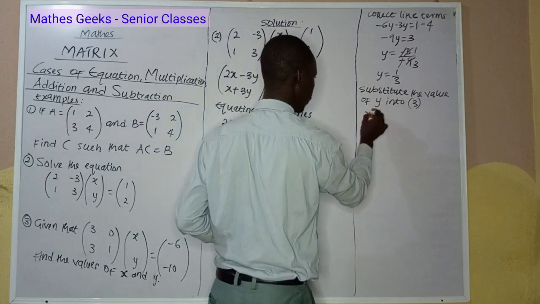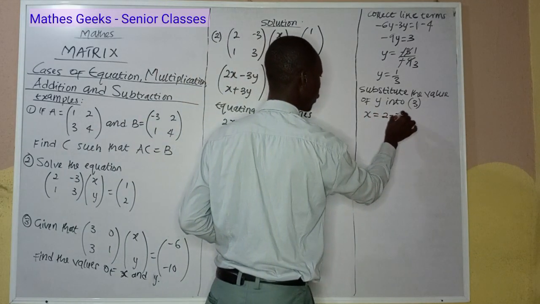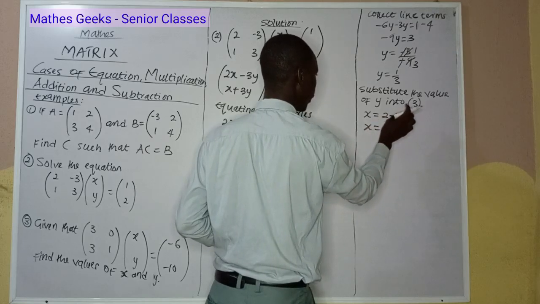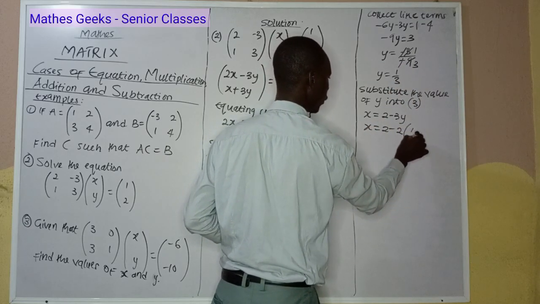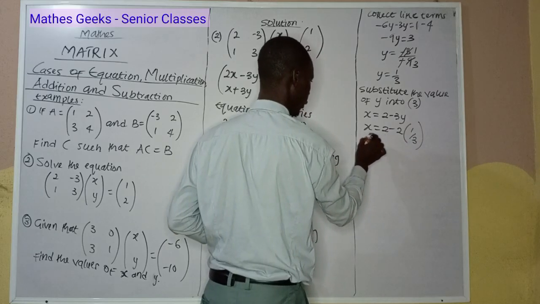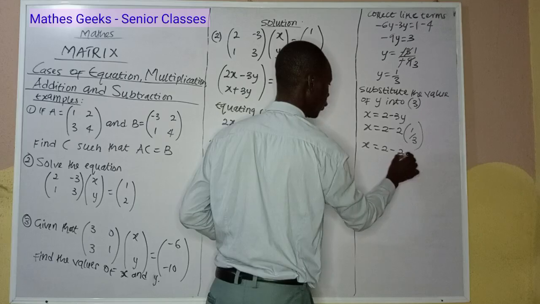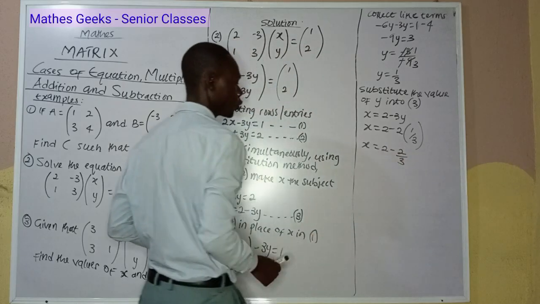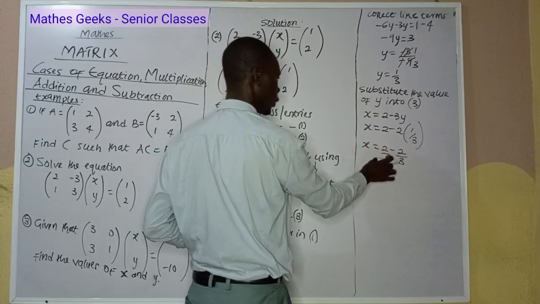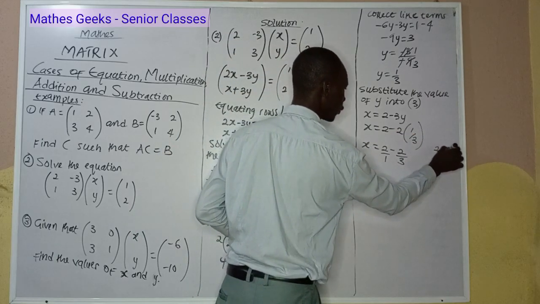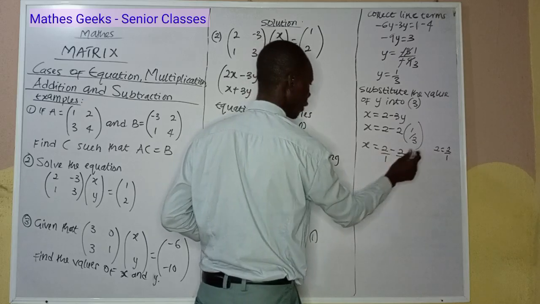So x is equal to 2 minus 2y. Remember, y is 1 over 3. 2 times 1 over 3. So x is equal to 2 minus 2 times 1 is 2 over 3. Now we have a fraction to deal with. So make it to be 1. Why we do so is because 2 is equal to 2 over 1. So we put this in place of this here. So now we have a fraction.